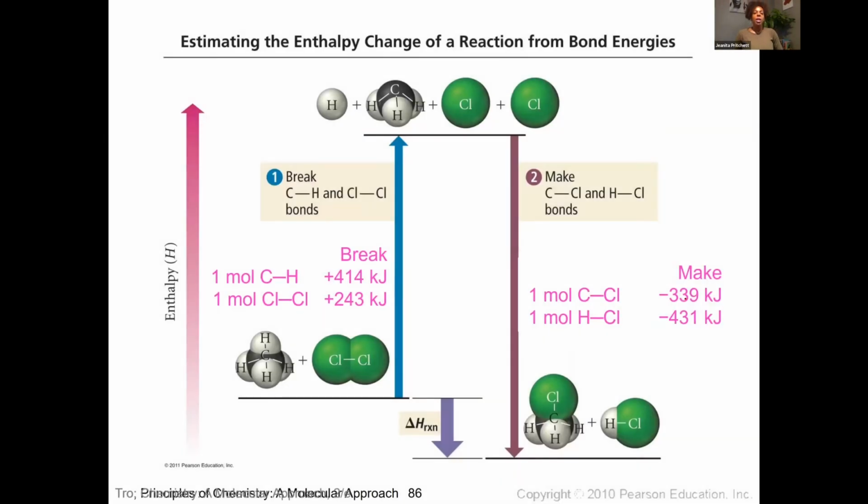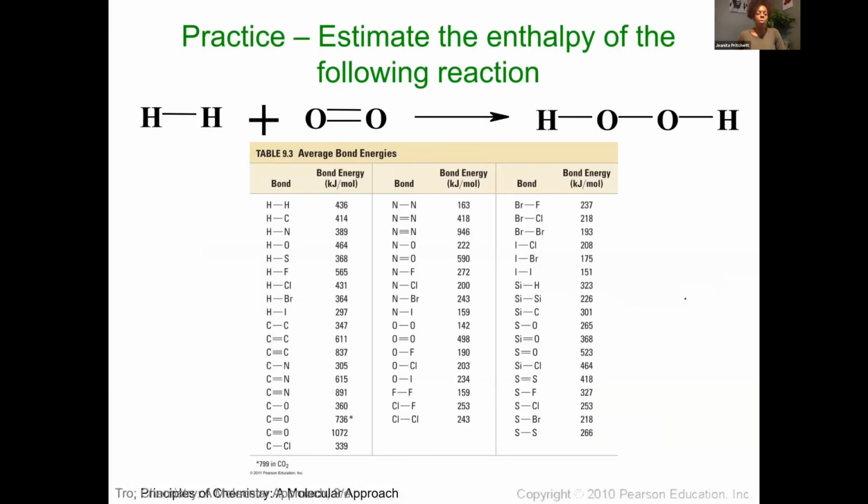All right. And so again, what's happening here, we're breaking those bonds. And so there's that change in enthalpy that's occurring. And then we've created some new bonds, and overall we're releasing more energy. So this overall process ends up being an exothermic one. All right, so let's try one more.